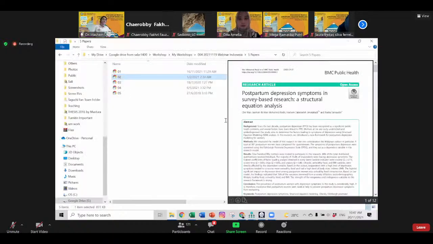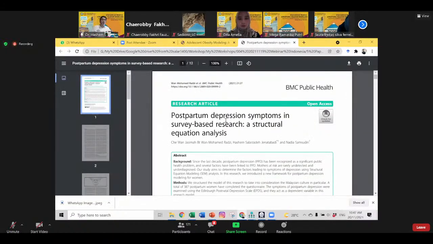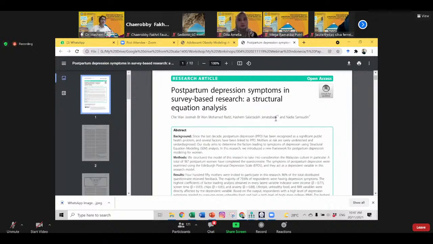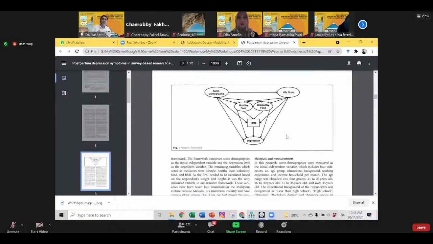This one, for one of my PhD students, is about postpartum depression symptoms in a survey based on a structural equation model, also in BMC Public Health. I think you're aware of that, and I'm here as the corresponding author. And this one also, we designed a framework, right? You can see in most of my papers, I design a new framework: depression, BMI, lifestyle, healthy food, and unhealthy food intake, right?